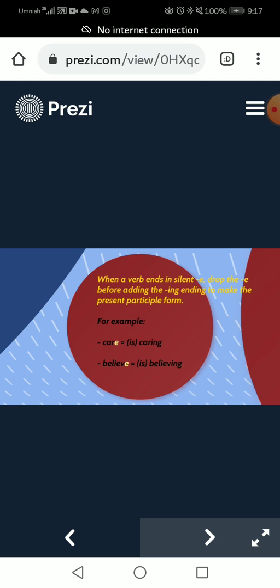Now, before we list them, when a verb ends in silent E, drop the E before adding the ing ending to make the present participle form. For example, care. As you can see, care ends with E and it's silent E. So we drop it when we add ing to the verb. So it changes to is caring. Believe, it's also silent E. So we drop it before adding the ing. So is believing.